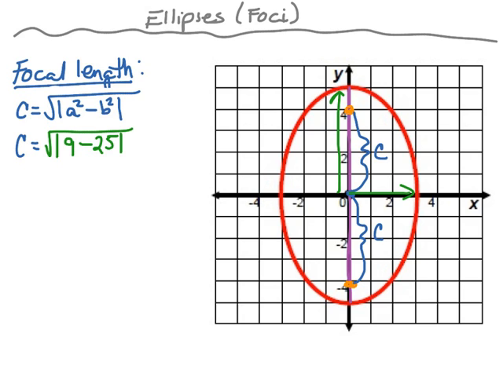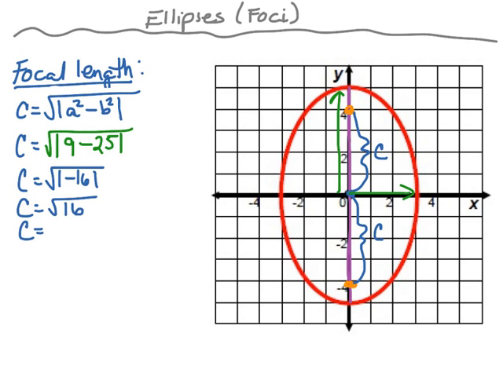So what I need to do is figure out what is the square root of the absolute value of 9 minus 25. Well, I know that 9 minus 25 is negative 16. But if I take the absolute value of negative 16, I get a positive 16.